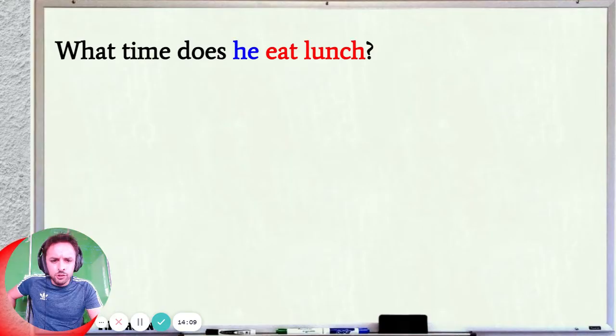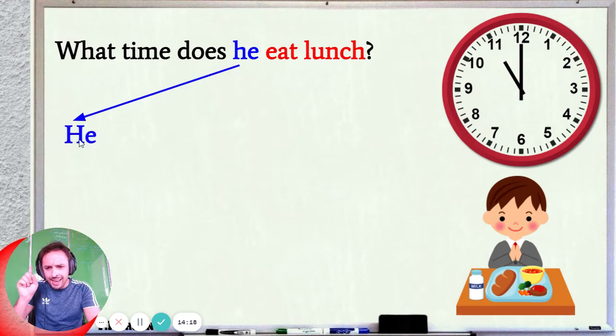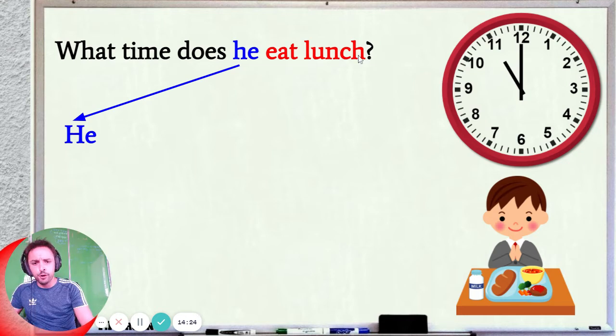Okay, where are we? Okay, we're back. What time does he eat lunch? Here's the picture. Okay, so first up, we take the pronoun, which is he. Give it a capital H, a big H. He what? So then we take down the verb. Here's the verb, eat lunch.